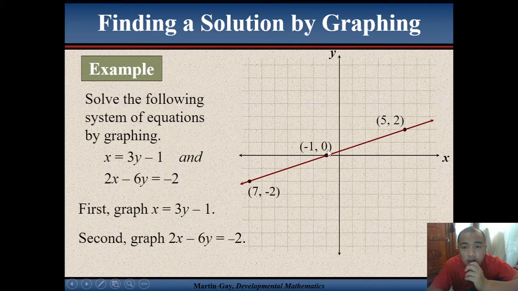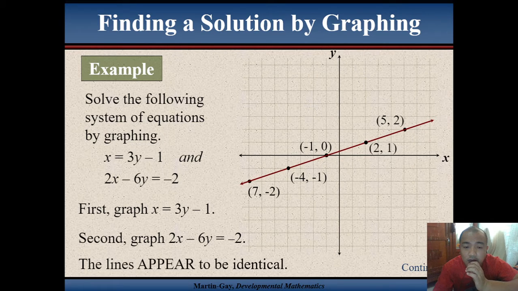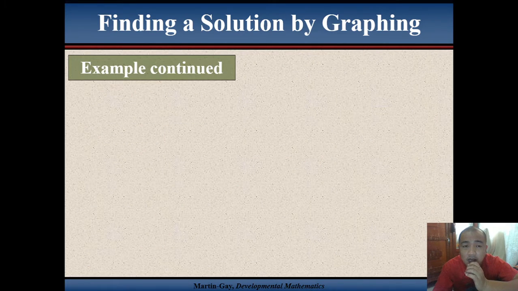For this graph, okay, x-intercept negative 1 din dito. Y-intercept positive 1/3, positive 1/3 din. So I think they coincide. So in Ilocano, tinapalda na. Coincide sila, they coincide. The lines appear to be identical.